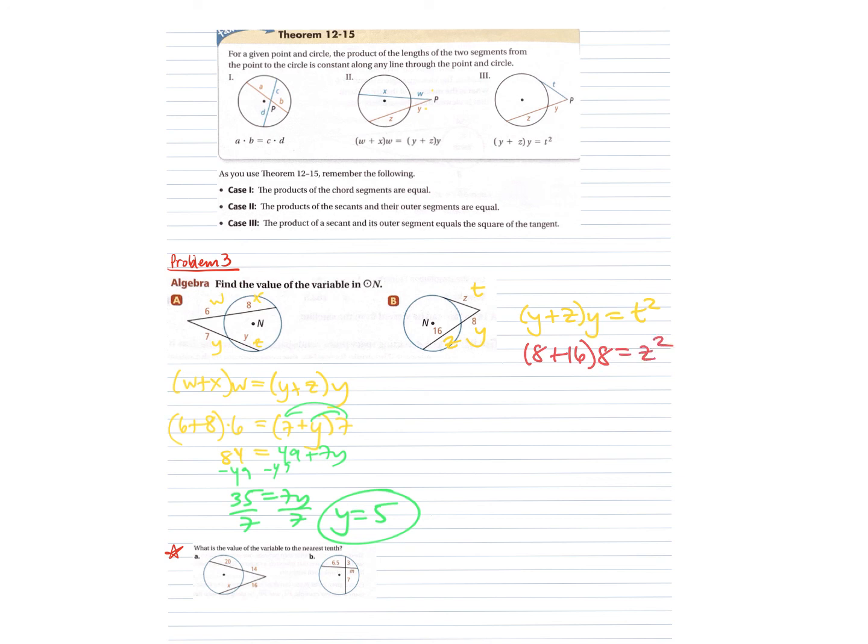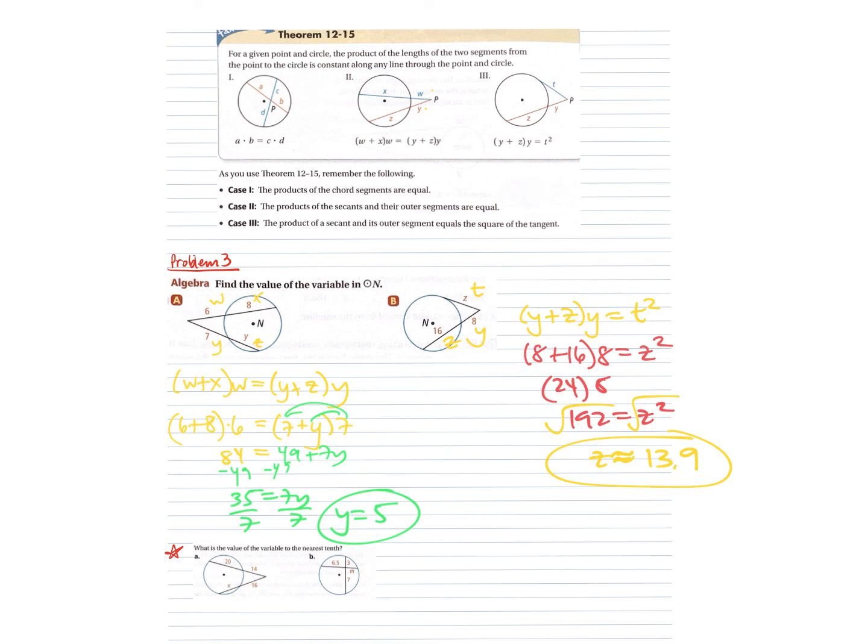So then 16 plus 8 is 24 times 8, which is 192. And then you just need to take the square root of both sides. The square root of 192 is about 13.9. So z equals about 13.9.